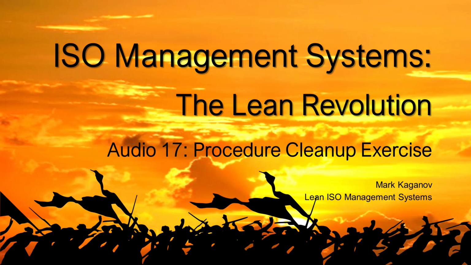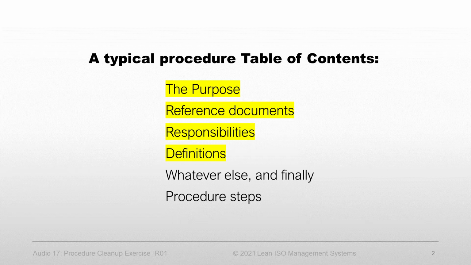Ready? Let's go! In the recent videos, we talked about the clutter in procedures caused by archaic terms, company names, logos, revision history, and other elements. We also reviewed a typical set of sections in procedures with lots of duplications. The purpose repeated the title of the procedure. The reference documents, the responsibilities, and the definitions clauses reiterated the text and contained discrepancies with the procedure steps.